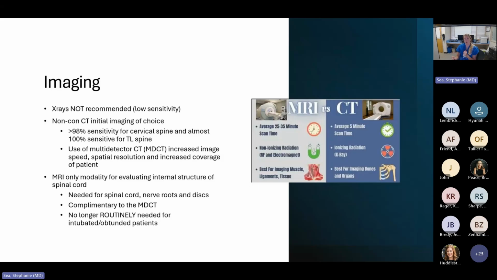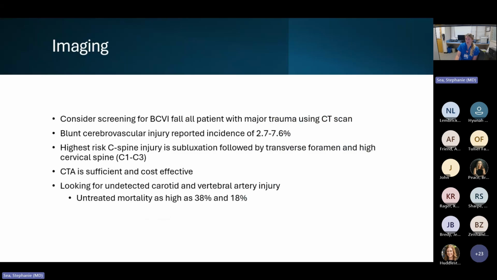MRI. So MRI then is only used when we're actually looking for ligamentous injuries, spinal cord injuries, nerve roots, discs. So this is an adjunct and complementary to the CT. We very rarely would go straight to an MRI, maybe perhaps in a pregnant patient, but CT's first. It's quick, it's easy, it's accessible. It finds the vast majority of injuries, and then for further imaging and unexplained injuries, we get to MRI.